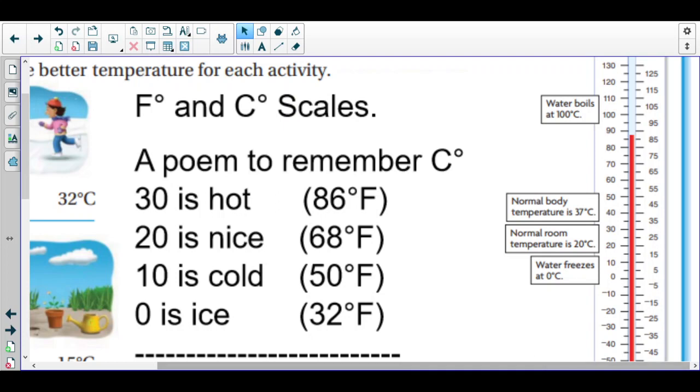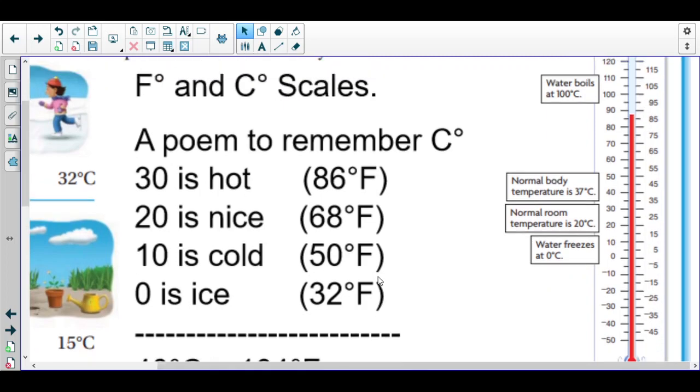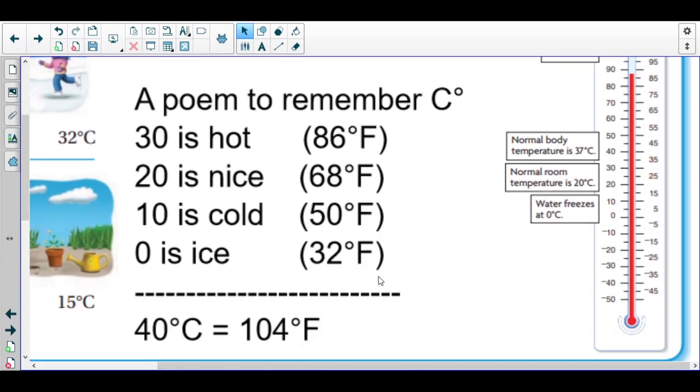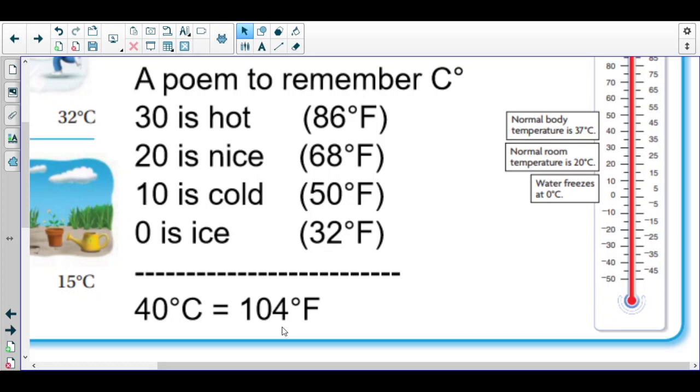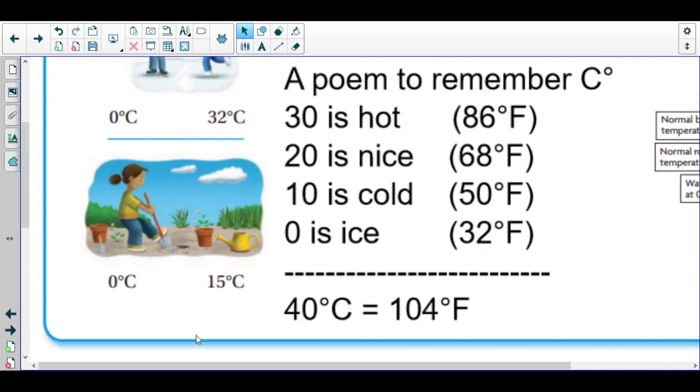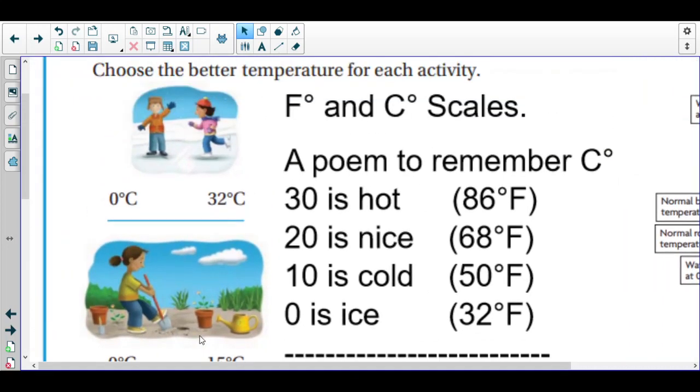All right. So then I'm always asked, well, what about 40 degrees? What's that equal to? And 40 degrees Celsius is 104 degrees Fahrenheit. So that might be temperatures that you see in Arizona, New Mexico, those places out there, and maybe sometimes Texas. All right. But if you can remember this, 30 is hot, 20 is nice, 10 is cold, 0 is ice. It will help you with this right here.